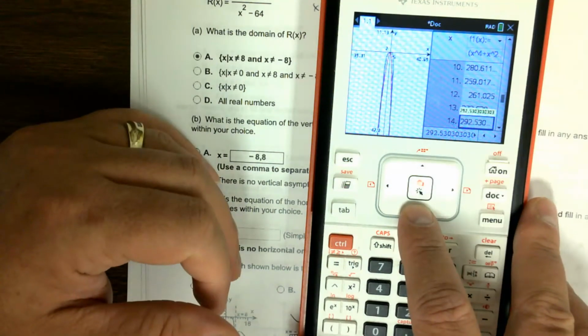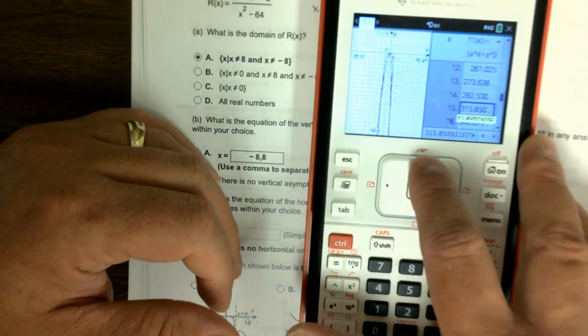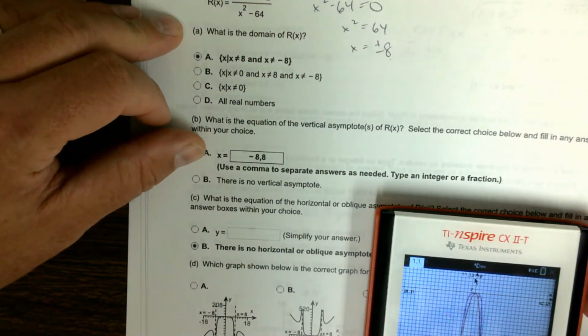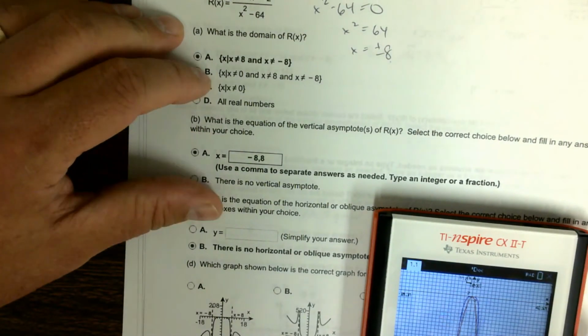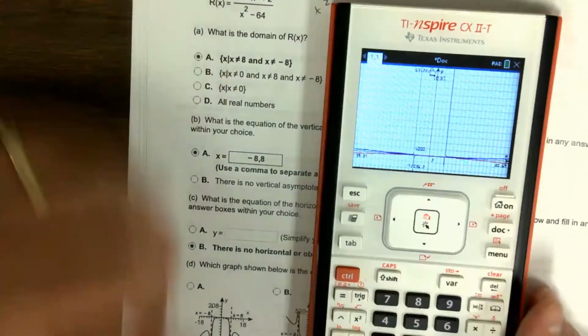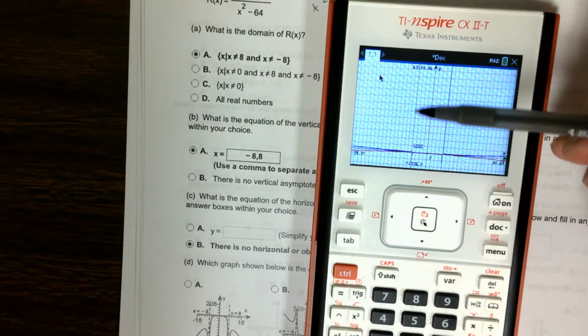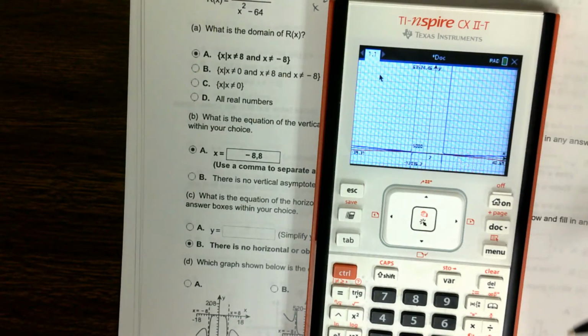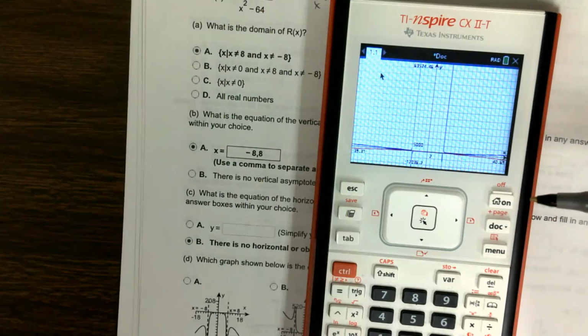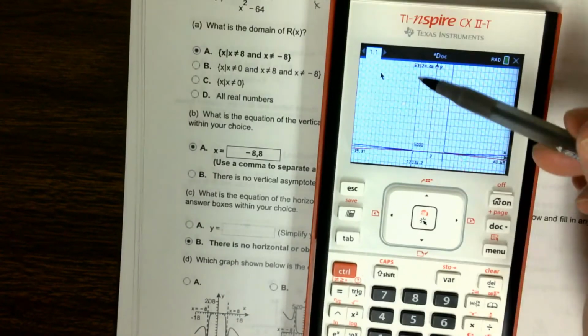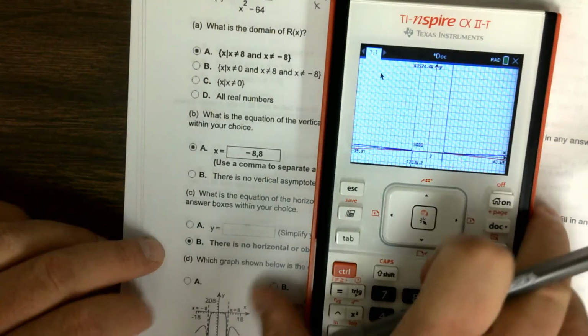So that's really a random function. Menu 4A. Okay, so when I did zoom fit, which is menu 4A, you can see the line I was referring to up there. So it not only has the part below the x-axis, but it also has a part above. So that's going to be this one.